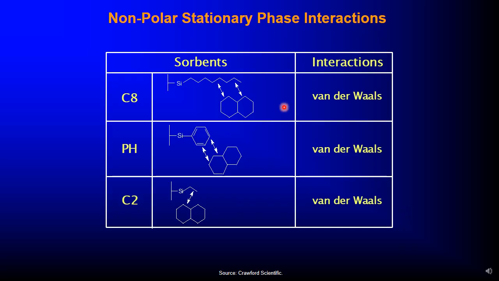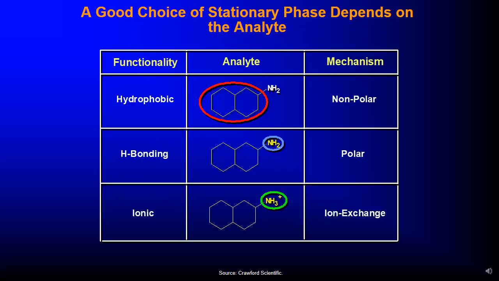Then non-polar interactions, we have the van der Waals. Van der Waals is what predominates non-polar stationary phase interactions. You can be able to see. Then a good choice of stationary phase depends on the analyte. Very important, we've talked about it before.